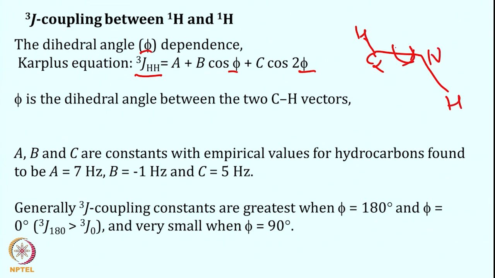So if one can determine the phi torsion angle between two planes, one from one amino acid and another amino acid, you know the dihedral angle, and the coupling between this proton and this proton dictates the phi torsion angle by this empirical relation. If you know the three bond coupling, you can determine phi, and that gives the torsion angle in the protein case. So A, B, C are constants and they have empirical values for hydrocarbons. Typically A is 7 hertz, B is minus 1 hertz and C is 5 hertz, and you can calculate, putting in different phi values, how J varies between 180 degrees and 0 degrees, and it is very small when it is 90 degrees. I will come to the next slide to show the variation of the J couplings on phi.